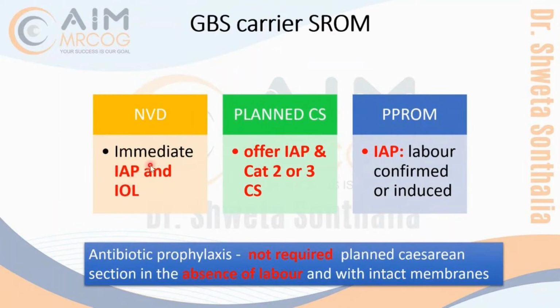This is the difference. Otherwise, in NVD, if a woman comes to me for some other symptoms and I did PV and I found she's 2 cm, I'm not going to give her prophylaxis because I will give her prophylaxis at the onset of labor. So I will give her prophylaxis when she comes to me with regular contractions, when she's in labor. I'm not going to give it otherwise. But in the same place, if she comes to me at 2 cm without labor but with rupture of membrane, I'm going to give her then and there and I will start her induction.